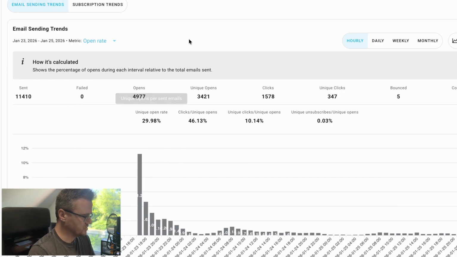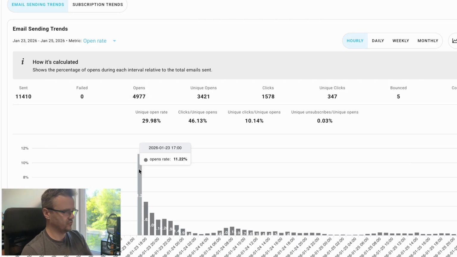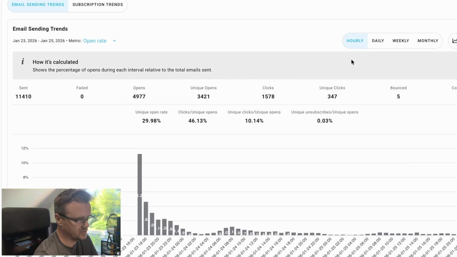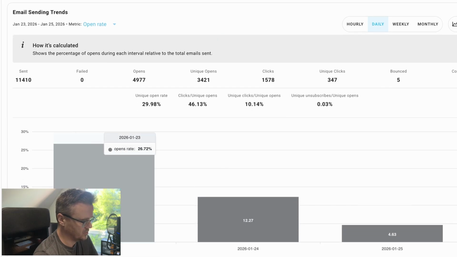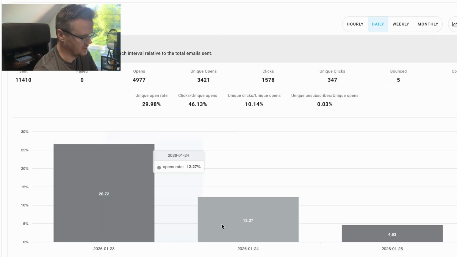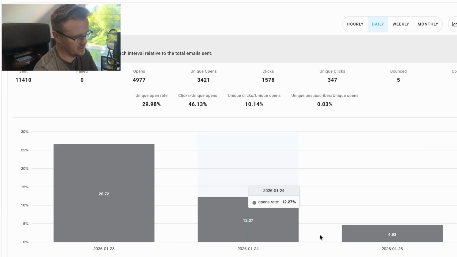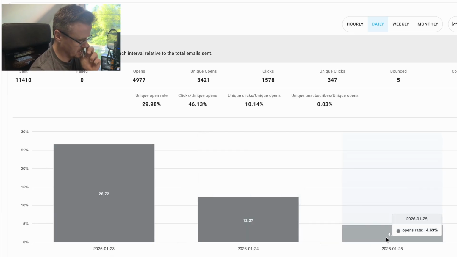So I switched over to open rate, and you can see that from the whole campaign, like 11% of the opens happened in the first hour, right? But you can also switch different time resolution here. So if you go over to daily, then you will see that in the first day, 26%, second day, 12%, and then 4% happened there.